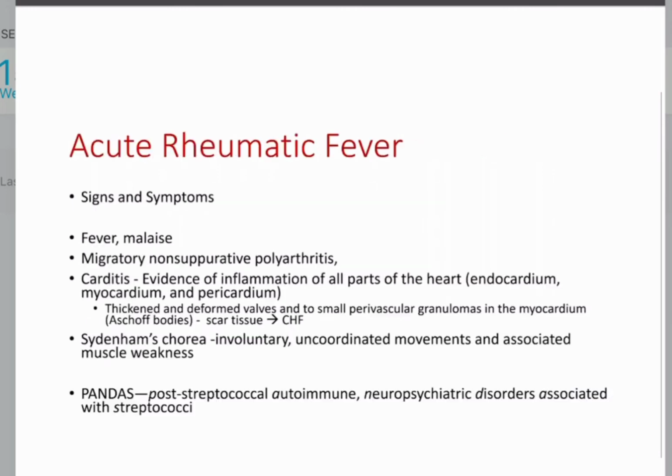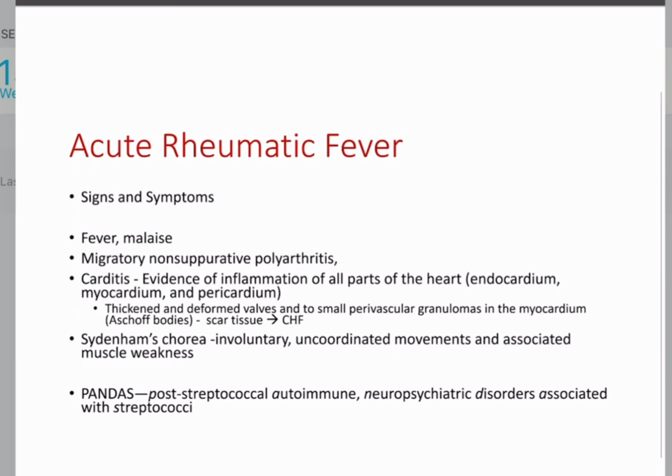So various signs and symptoms: fever, as rheumatic fever is suggesting, malaise or general weakness will be there. Apart from it, there will be migratory non-suppurative polyarthritis. So that is another hallmark feature along with the carditis. As we have discussed earlier, all three layers of the heart, endocardium, myocardium and pericardium, are affected.